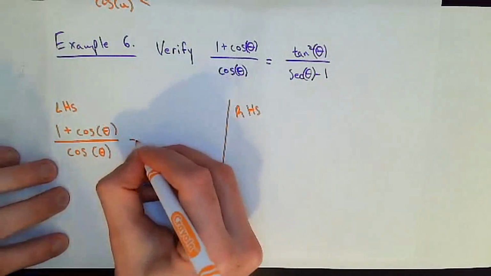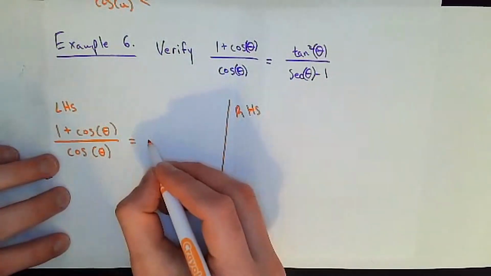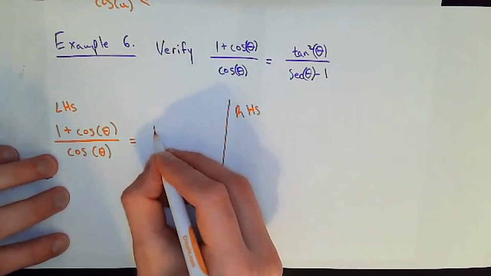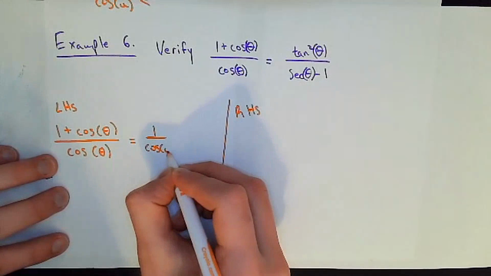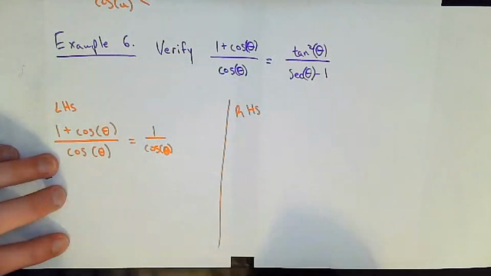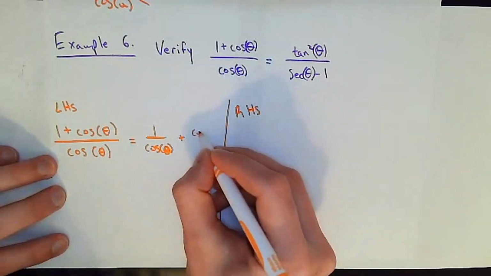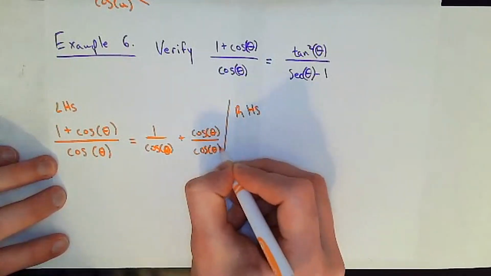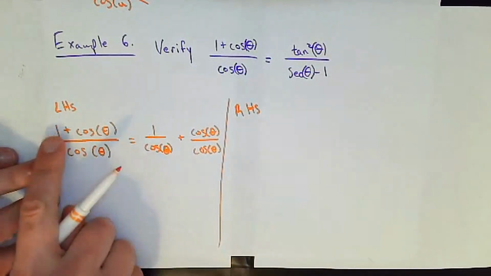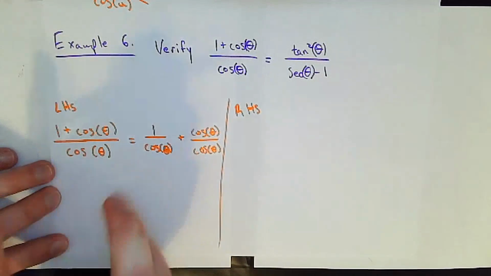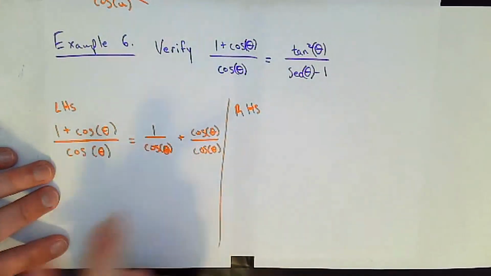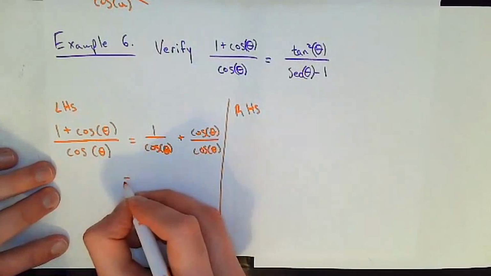Well, look at this. I can split the fraction into two pieces, 1 over cosine theta plus cosine theta over cosine theta, just splitting that fraction apart using the same denominator, right? Just splitting it around that plus sign. It's the opposite of the step where I squish the fractions together, doing that in reverse, tearing it apart.